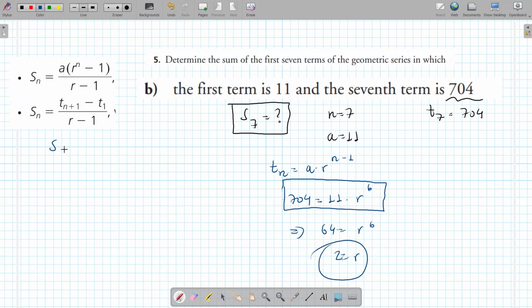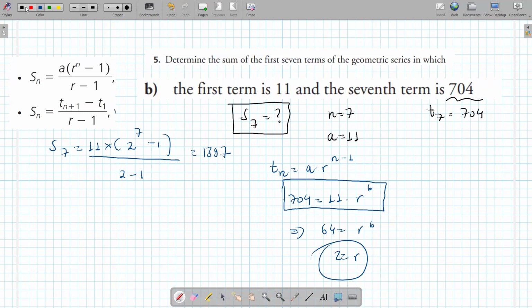If you use the top one, S7 is A, which is given in the question, 11, times R, which we know now is 2, to the power of 7, minus 1, divided by R minus 1. So 11 times 2 to the power 7 minus 1, divided by 1, that's 1397.